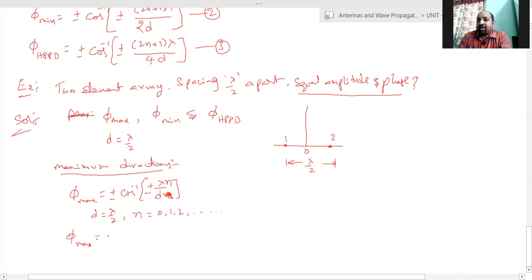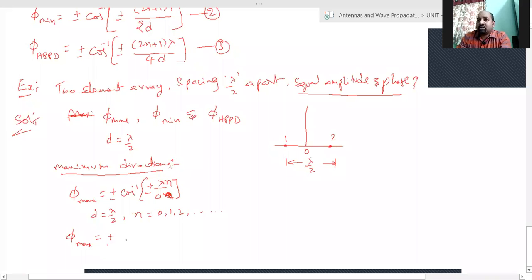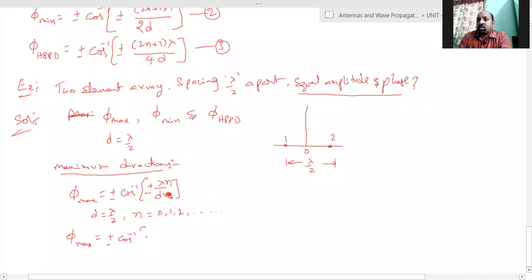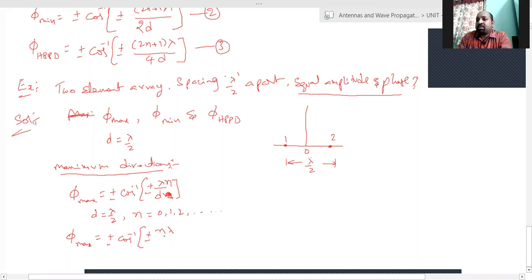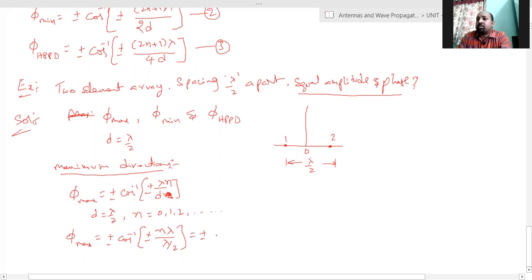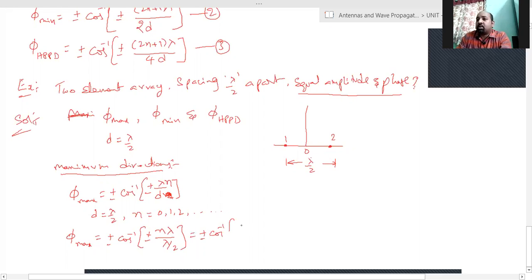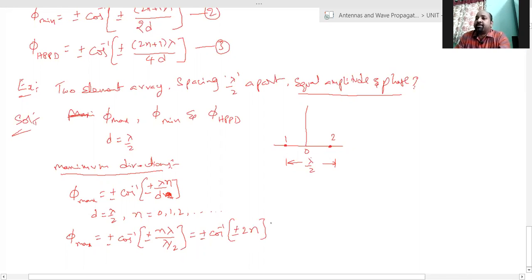Phi max is equal to plus or minus cos inverse plus or minus n lambda by 2, right? So what will we get? Plus or minus cos inverse, lambda and lambda will get cancelled, plus or minus 2n. So this you will get, right? Am I right? Are you following?